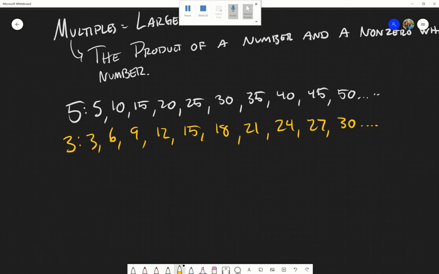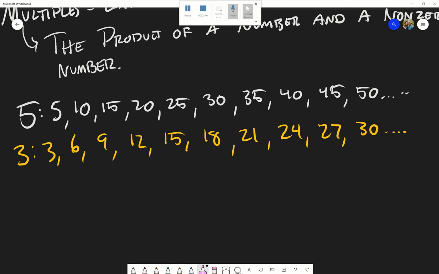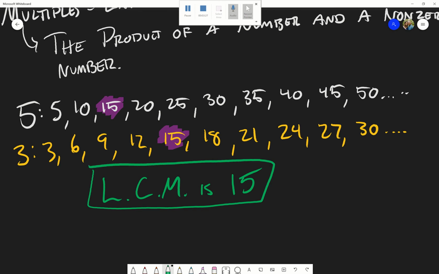So if we were to look at our multiples here of 5 and 3, we could look and say, all right, where on this list do we have numbers in common? Well, it looks like we have a number here at 15 and 15. Those are both in common. There's nothing smaller in common in either of those two values. So our least common multiple, or LCM, is 15. So the least common multiple is if we made a list of all the multiples and we found the first 2 that were in common, that would be what our multiple is.